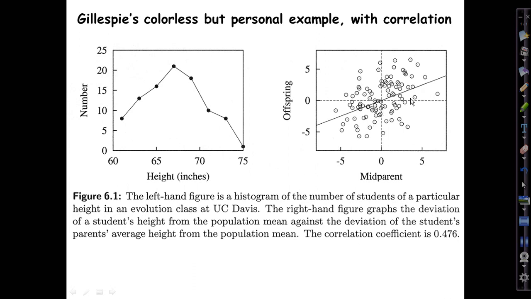And here's the plot that gets at the heart of the matter. It shows how the offspring, the students in the class, and their parents are correlated. And Gillespie has here taken out the effect of the mean and plotted the mean height of the parents, that's simply the average of moms and dads' heights, as deviations from the mean of the parents' heights. And likewise for the students, he's plotted their heights as deviations above and below the mean for the class.